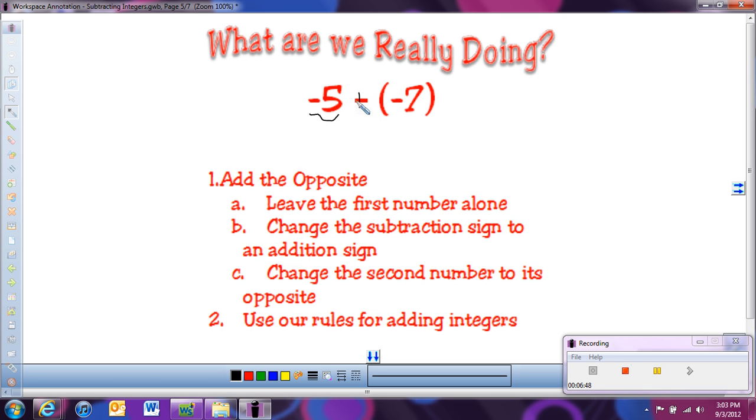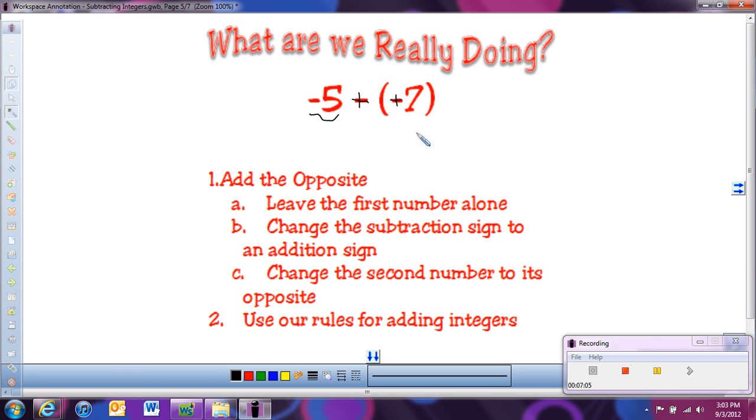So I'm just going to go right here and change that subtraction sign into an addition sign. And then we're going to change the second number to its opposite. This is the part that people usually forget about. We don't want to forget that. That just means that if this number is negative, we're going to change it into a positive number. If this number was positive, we're going to change it into a negative. And that just goes back to the idea of hills and holes canceling each other out. We can add a negative number or we can subtract a positive number, and it's the same thing. We'll get the same answer.